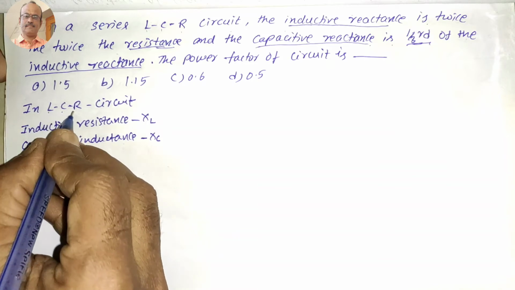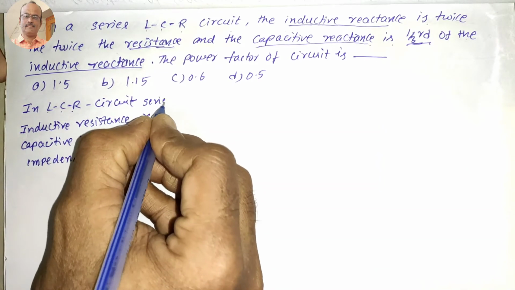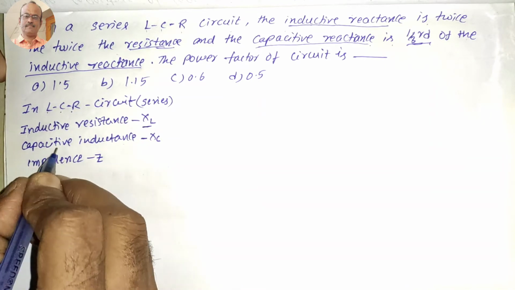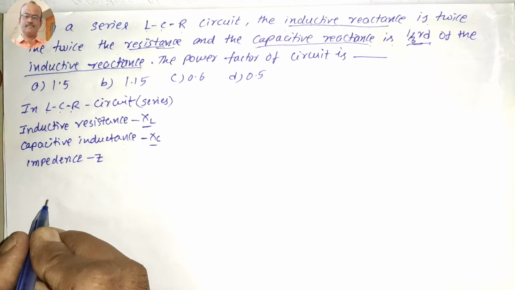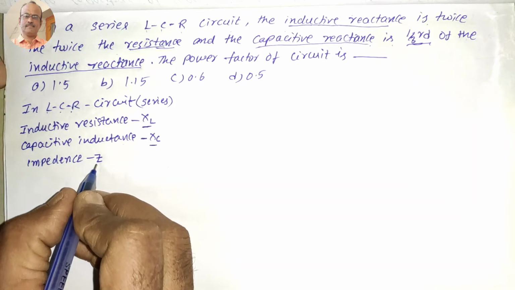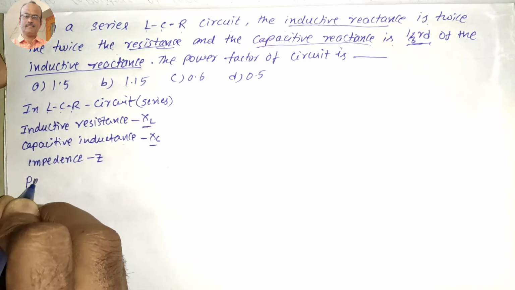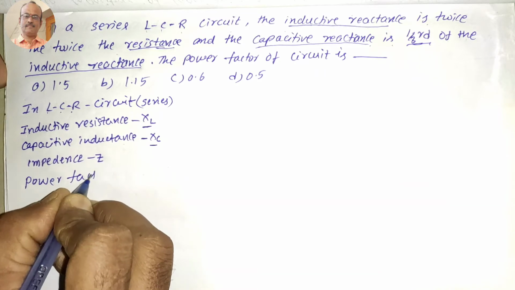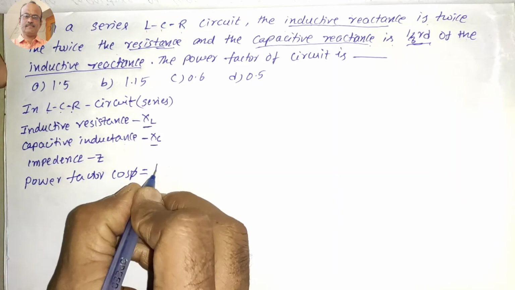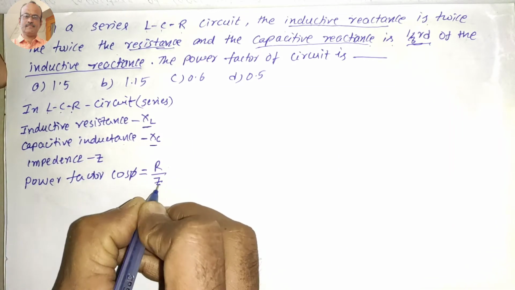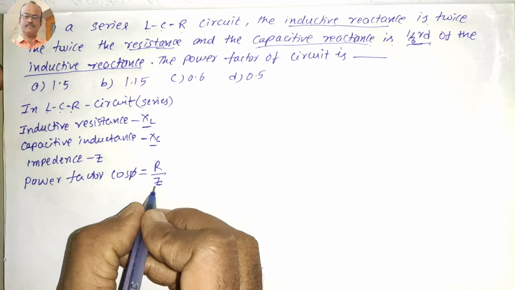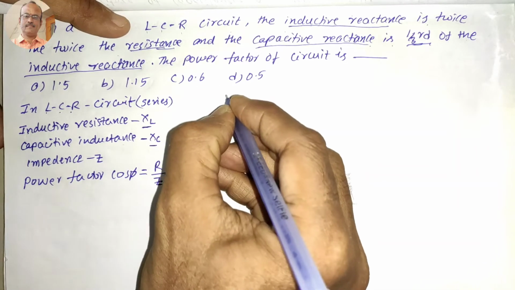So in a LCR circuit which is connected in series, inductive reactance can be denoted by XL and capacitive reactance can be denoted by XC, and impedance, that is Z. Impedance is a very important factor to calculate the power factor. So power factor cos phi is equal to resistance divided by Z, where Z is nothing but impedance. To calculate the power factor we require impedance, so first of all we will calculate impedance.